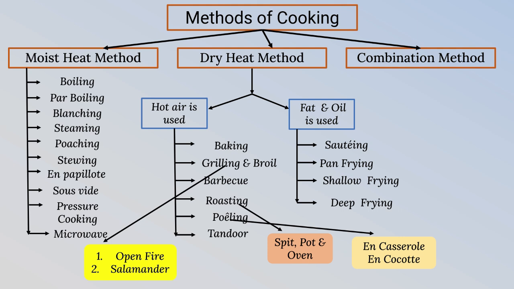Now coming to the combination method. Under the combination method, we get one, sometimes two. However, I am going to put only one under this, that is braising. And we are going to discuss very clearly all these methods listed in the flowchart. This flowchart is very, very important for you for the coming days and also for your examination purposes. Okay. If you have any questions, please put them in the comment box. I'll get back to you at the earliest.